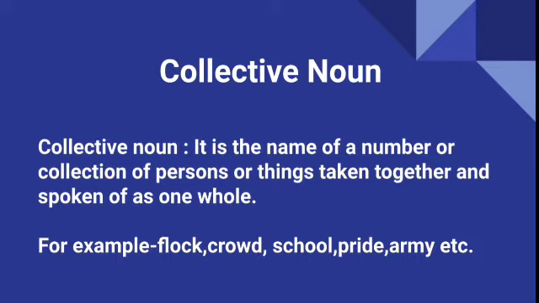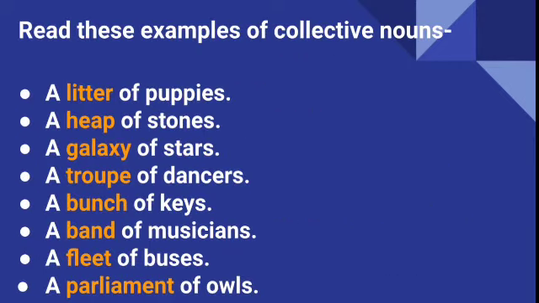Let's understand by examples. A litter of puppies. Group of puppies is known as litter of puppies. A heap of stones. A galaxy of stars. A troupe of dancers. A bunch of keys. A band of musicians. A fleet of buses. A parliament of owls. Here, all the highlighted words are name of groups. So these are collective nouns.